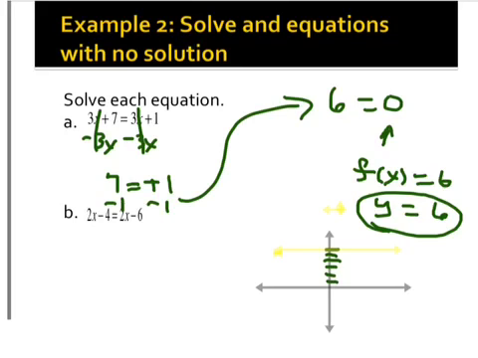Oh, let me try again. That's what this guy is saying right here. I don't care what x is. X doesn't even exist in my world. I'm just going to be 6. So it's this beautiful horizontal line.